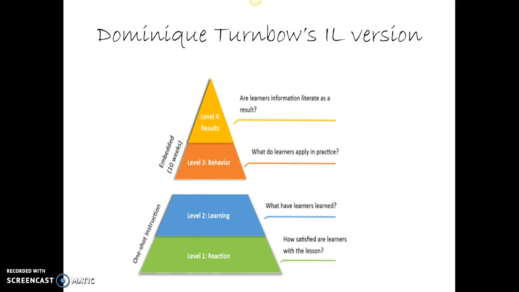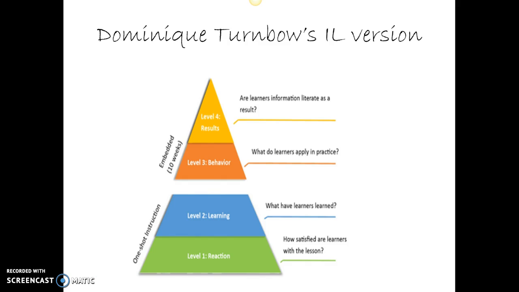So she took that same breakdown, level 1 reaction, level 2 learning, level 3 behavior, level 4 results, and broke it into two different categories. One is what can we actually expect to be able to evaluate for a one-shot instruction? And she argues that we really can only look at level 1, the reaction, how satisfied are learners with the lesson, and level 2, learning, what have students learned at the very end of the one-shot. Those we can evaluate and assess.